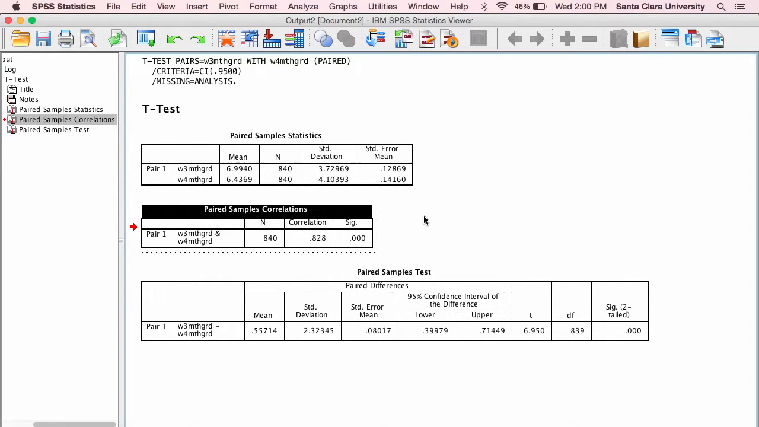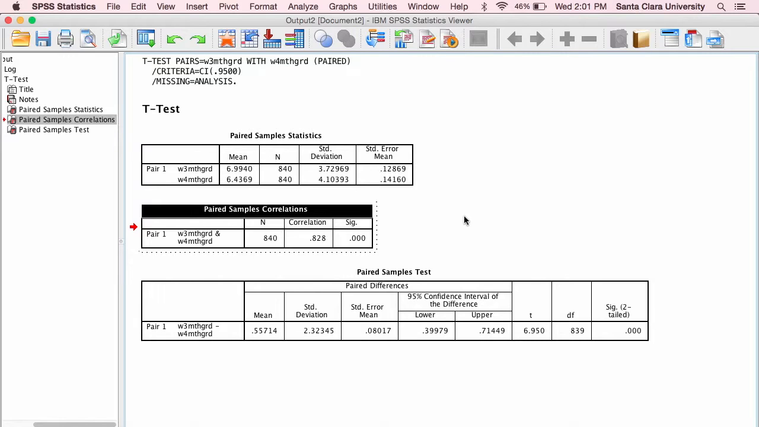When you run a paired t-test, you're sort of looking at the relationship between two variables within a sample, and that's what a correlation does. So it gives you the correlation. We can see we've got a correlation of 0.823 in the sample, which is a very strong positive correlation, meaning that students' grades in math were pretty stable. If you know what they got in the spring, you've got a pretty good idea.